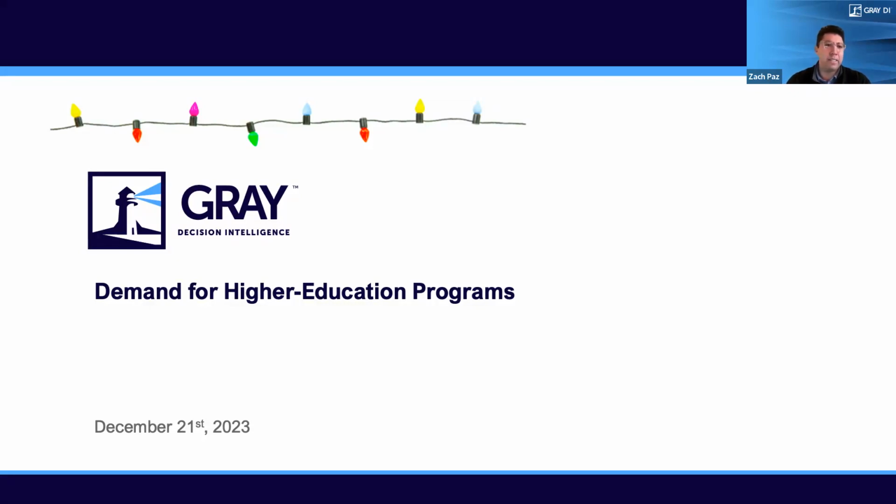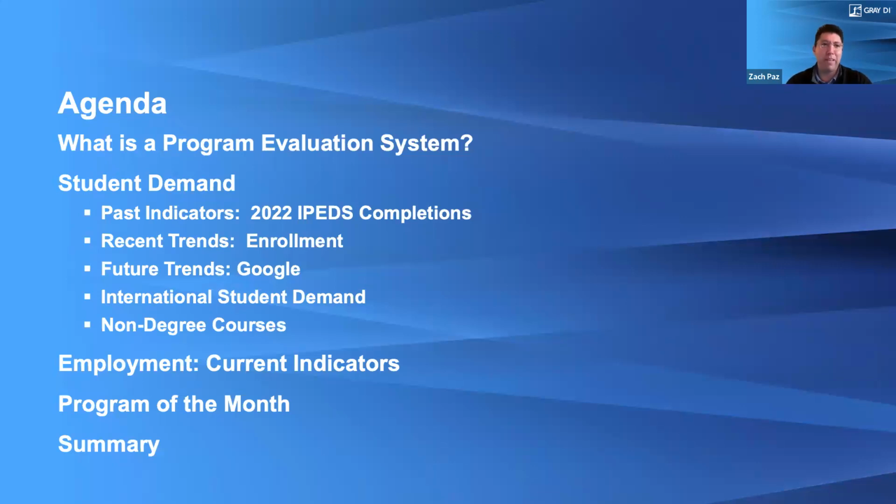As always, this is our monthly webinar for last month's results. As a reminder, I'm going to tell everyone what a program evaluation system is. We'll walk through student demand, employment, and current indicators. We have a program of the month, which we'll walk through, and talk about how you can evaluate a program with all of this data in one place. Then Ken will summarize all of the highlights for this month. If there are questions or anyone would like to look at a program, I'm sure we'll have time to do that. I do encourage you to participate and ask questions as we go through.